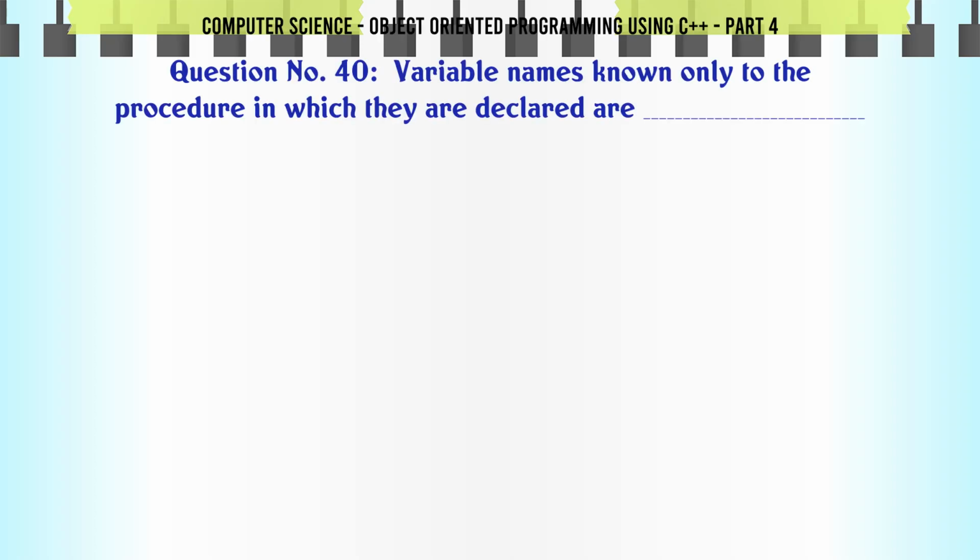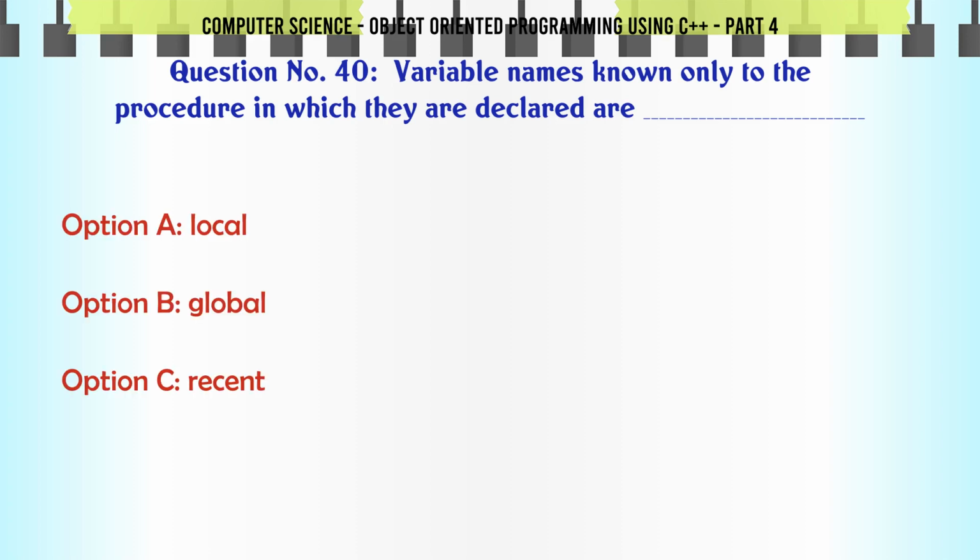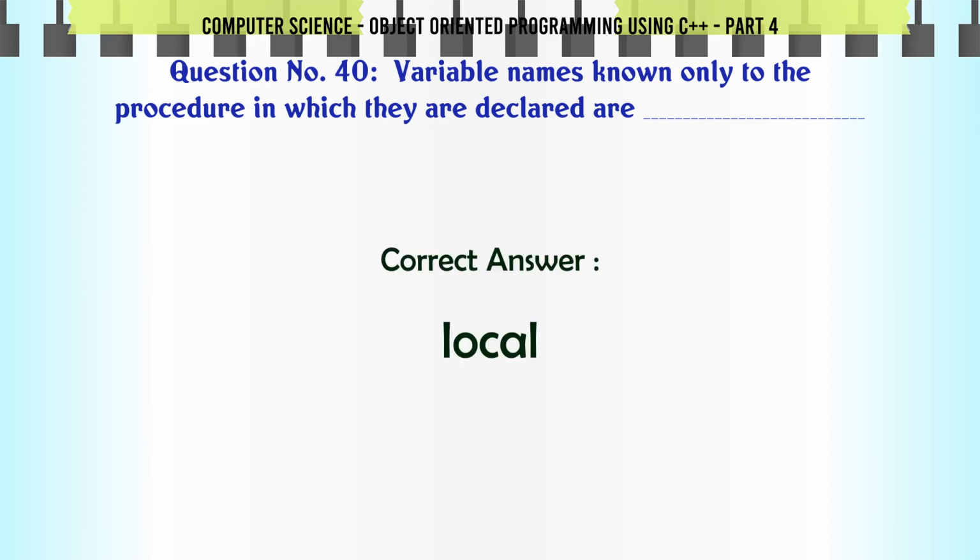Variable names known only to the procedure in which they are declared are A. Local, B. Global, C. Recent, D. Internal. The correct answer is local.